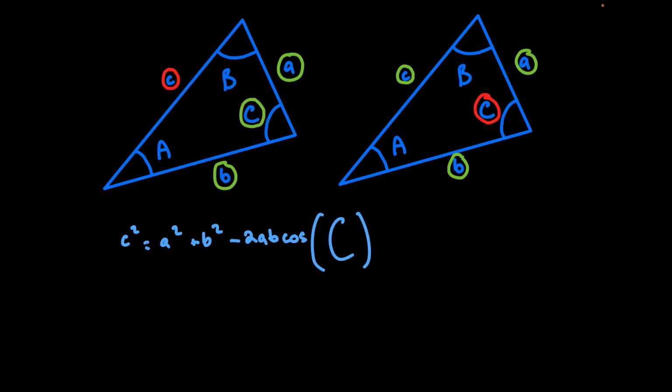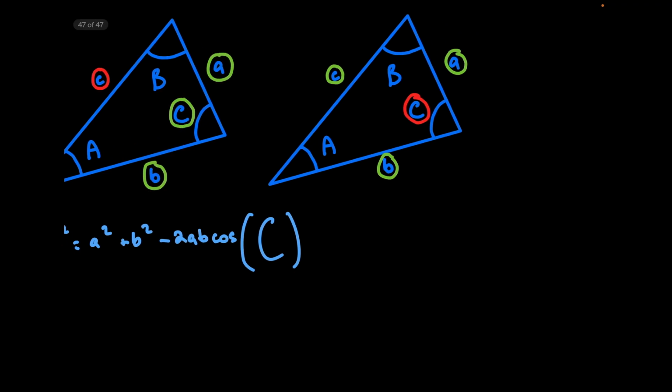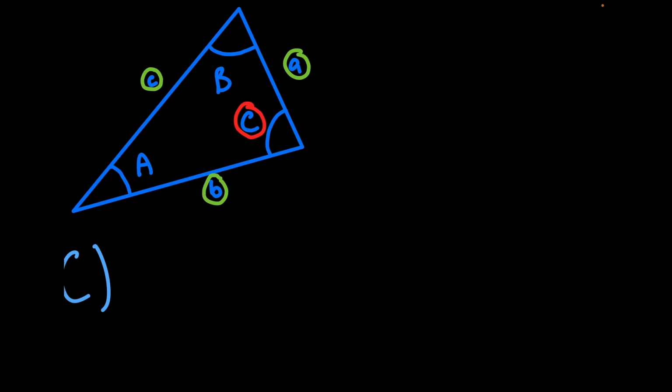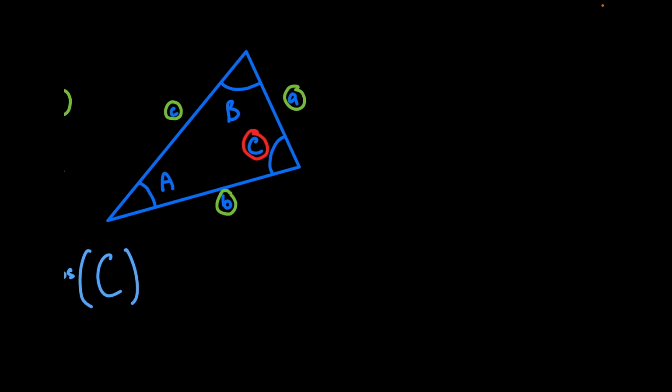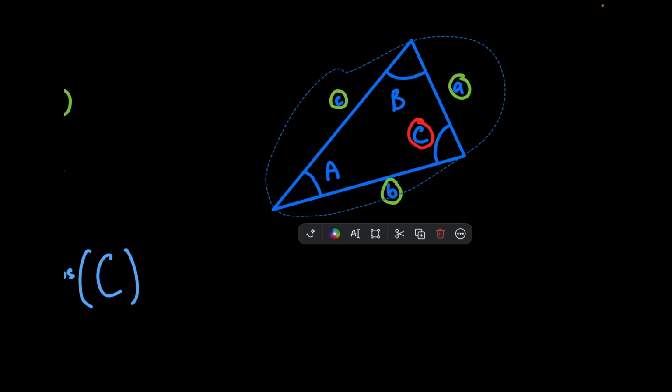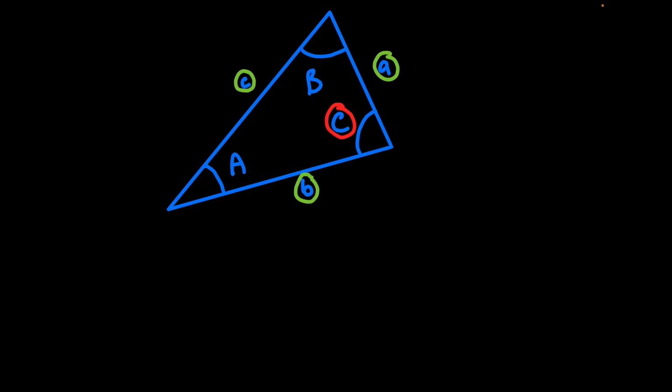Okay, so if you have two sides and the angle in between, and you want to work out the missing side, use this formula. What about this case here? We have all three sides. Okay, we have all three sides of our triangle. However, we're missing an angle. We don't have any angles and we would like to work out this angle here, C.